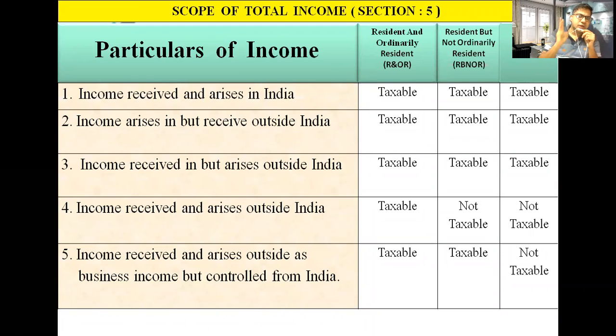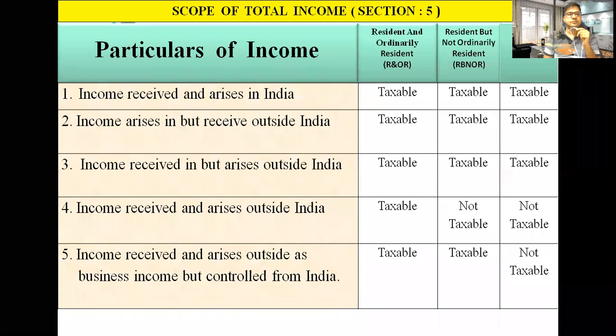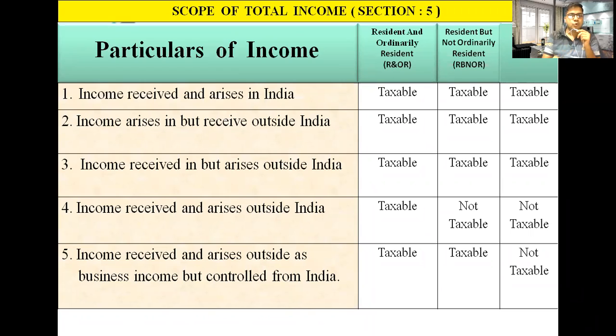Now, the third rule under section 5: income received in India but arises outside India. It's the vice versa of the second rule. It means income created, generated, accrued outside India but received in India is taxable to R&OR, RBNOR, and NR. It means taxable to all.